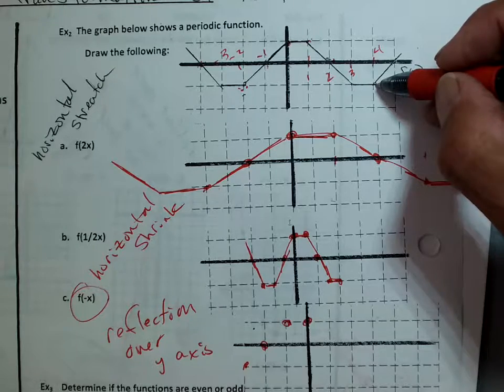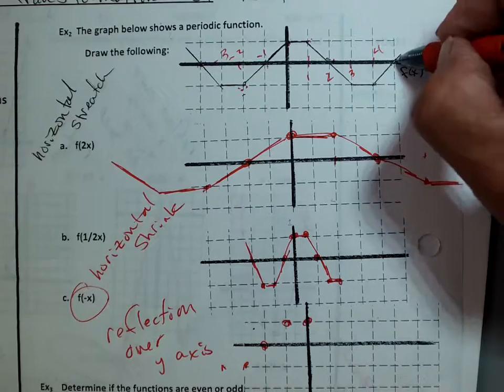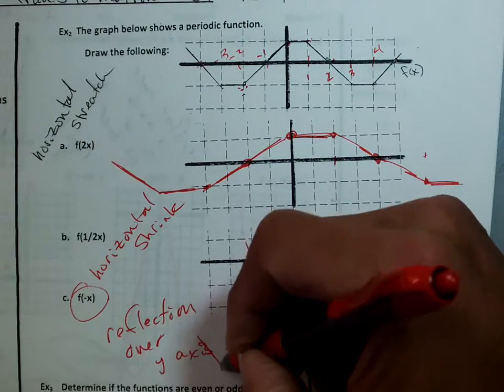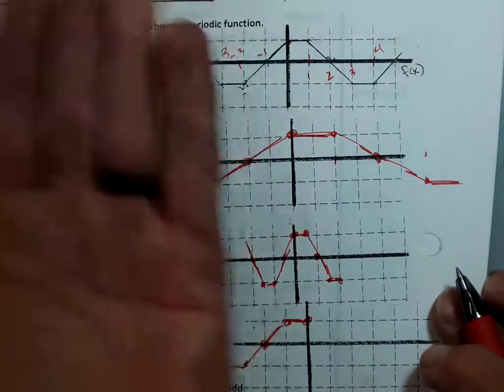This value at 4 is going to reflect all the way over here. And this value at 5 is going to reflect all the way over here. So I'm going to get part of it. It looks like this. So I just show the rotation or the reflection over here.